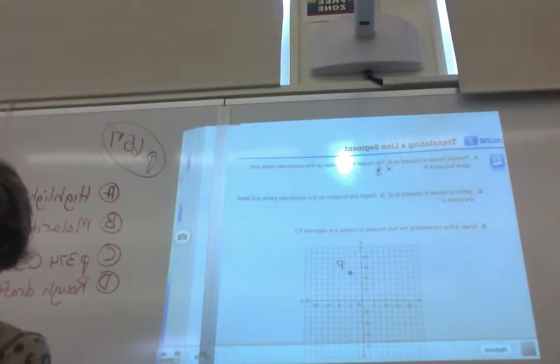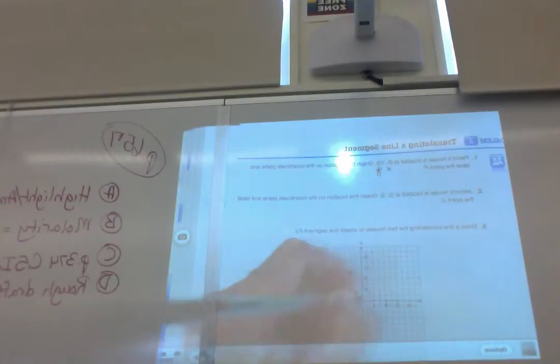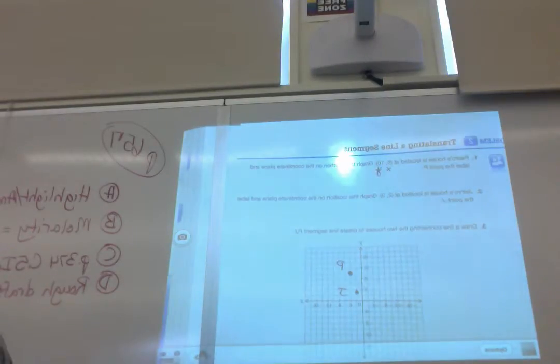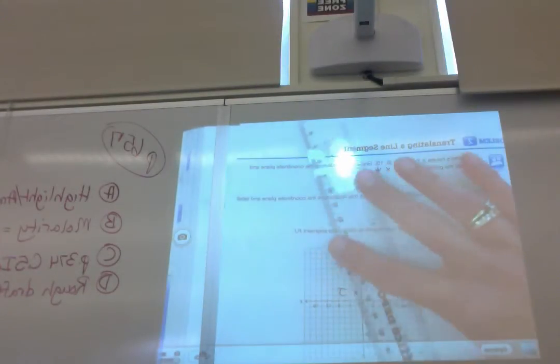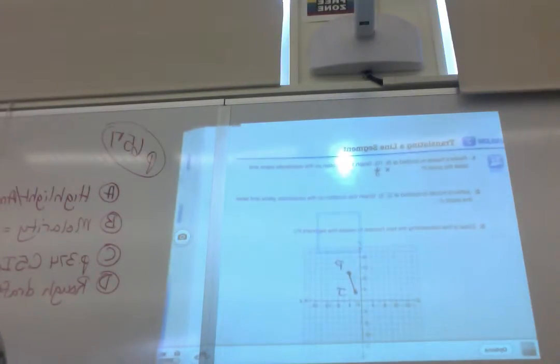Jethro. Jethro's house is located at (2, 3). Graph this location and label it J. 2 is going to be one box over. 3 is going to be right here. It's in between grid marks, because these boxes are going by twos. So there's (2, 3). We're going to label that J. Draw a line connecting the two houses. The pathway from Pedro's house to Jethro's house.